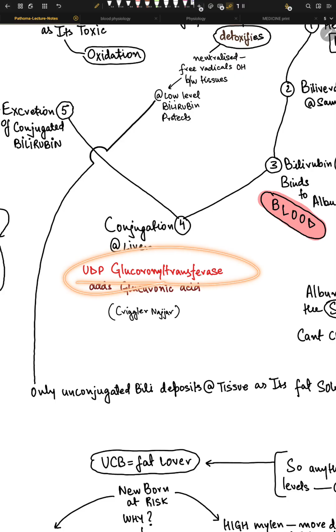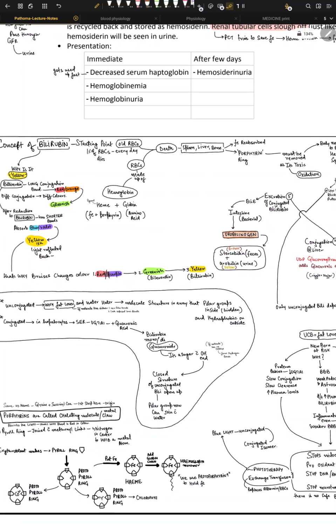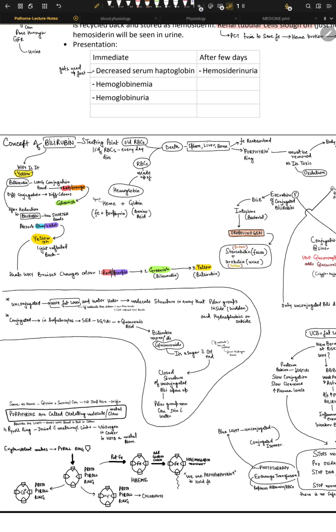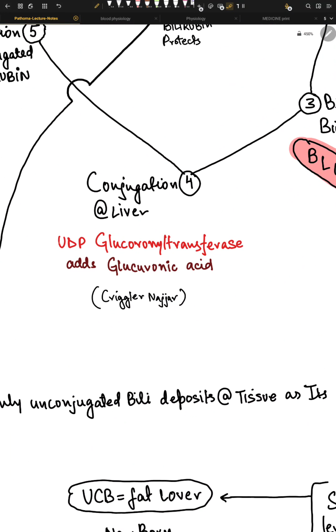glucuronyl. Okay, so it's a long name. It's a transferase. I usually call this enzyme GG. Wait, let me. Okay, where is this enzyme name? Okay, just bear with me. UDP glucuronyl transferase. Okay, it adds glucuronic acid. That's very important. I'll tell you how.